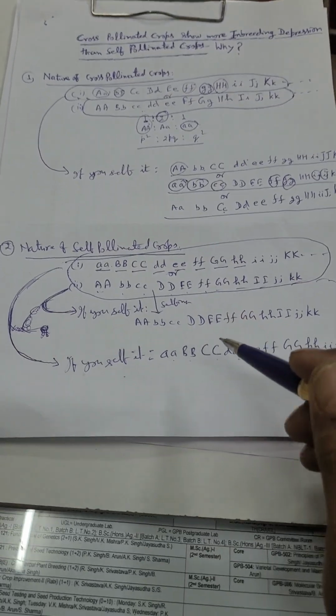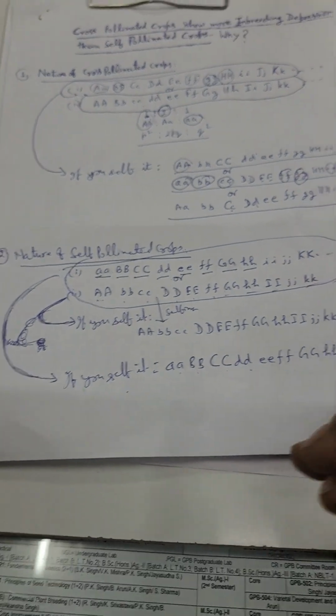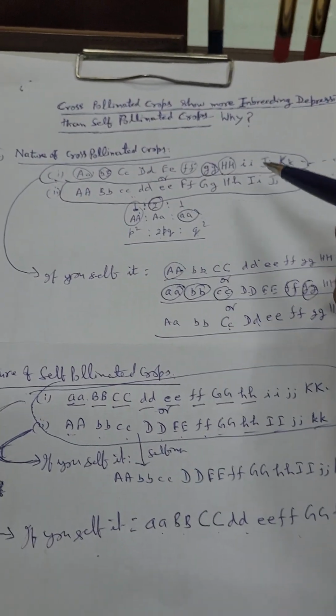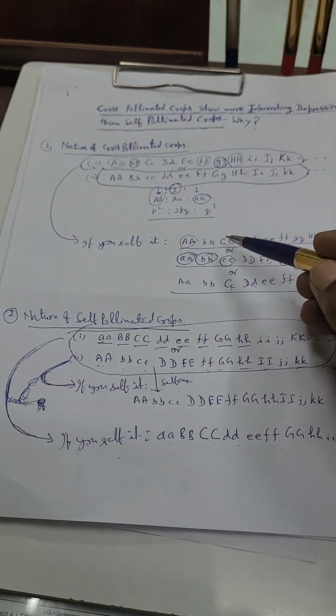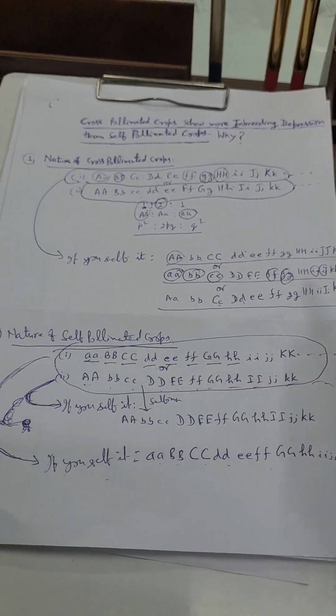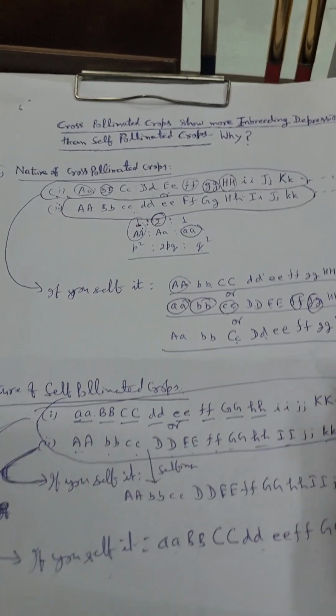So you should not be confused about why you get more inbreeding depression in cross-pollinated crops. That is because they are in heterozygous condition, which is going to give you the homozygous condition in the next generation after selfing. So I think it is clear to all why you get more inbreeding depression in cross-pollinated crops as compared to self-pollinated crops. It is now clear to all.